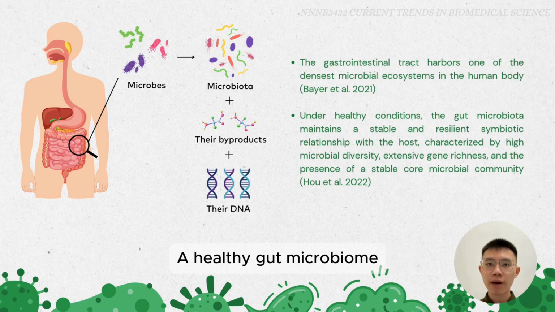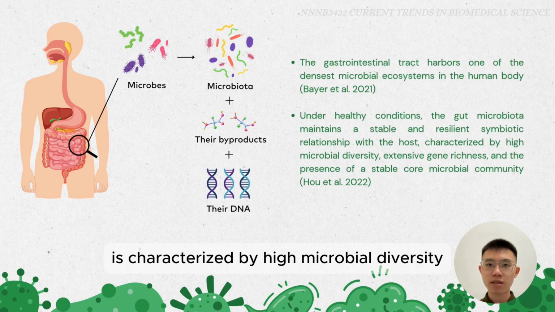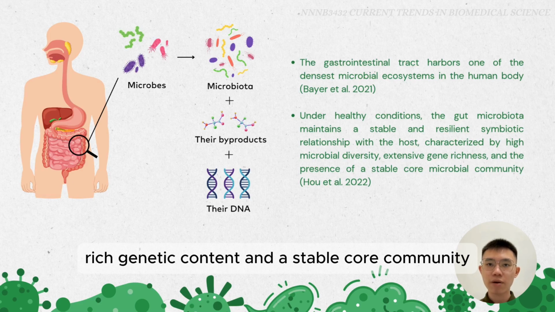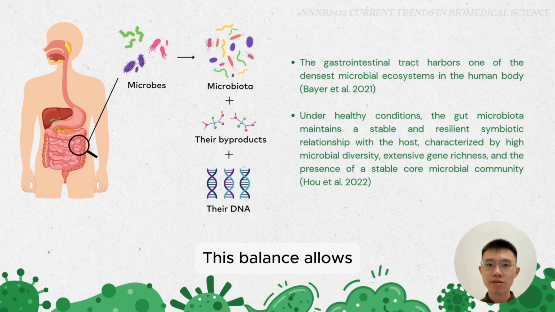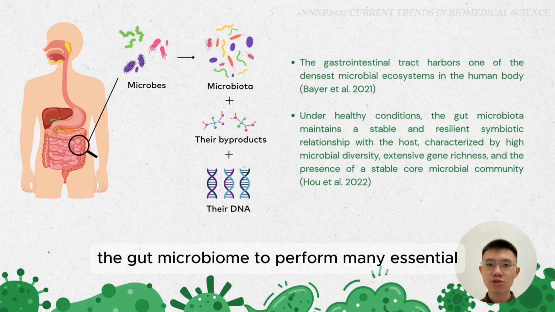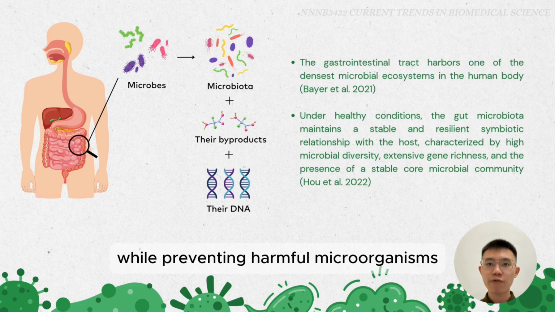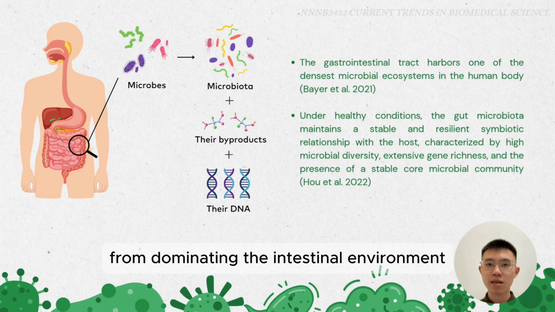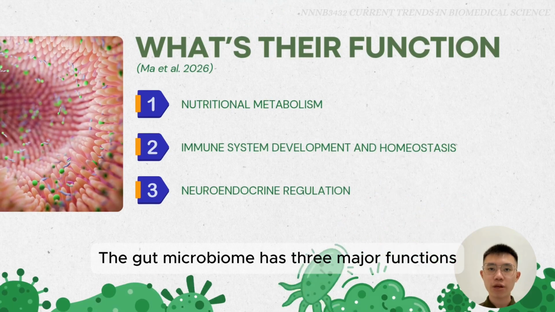A healthy gut microbiome is characterized by high microbial diversity, rich genetic content, and a stable core community. This balance allows the gut microbiome to perform many essential biological functions while preventing harmful microorganisms from dominating the intestinal environment. The gut microbiome has three major functions.